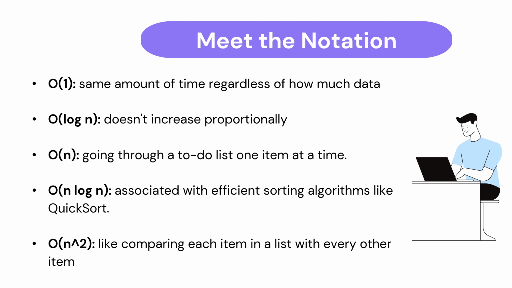Big O of n squared. Quadratic time is like comparing each item in a list with every other item. If you have 100 items, you need to make 10,000 comparisons. It's not very efficient. You get the idea. Big O notation is our compass for understanding the scalability of algorithms.